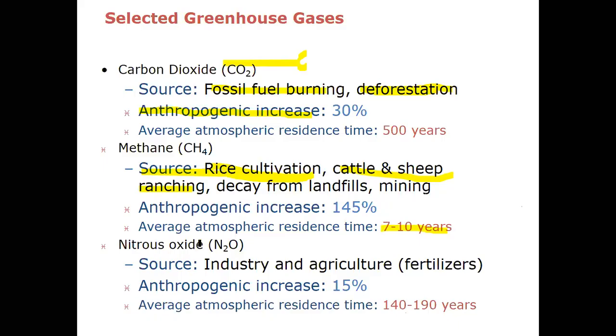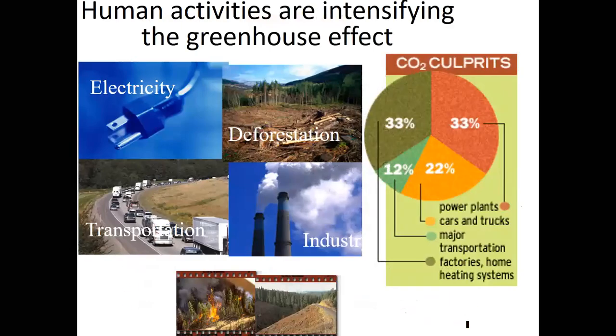Okay, then N2O, nitrous oxide. In some industries, they emit nitrous oxides. And once we use fertilizers during the production process and once they decay, N2O is emitted. The average atmospheric time is 140 to 190 years.